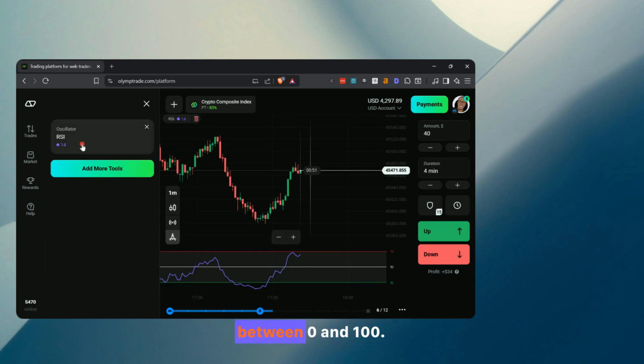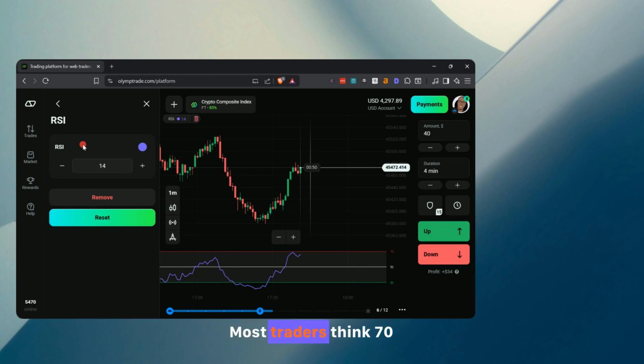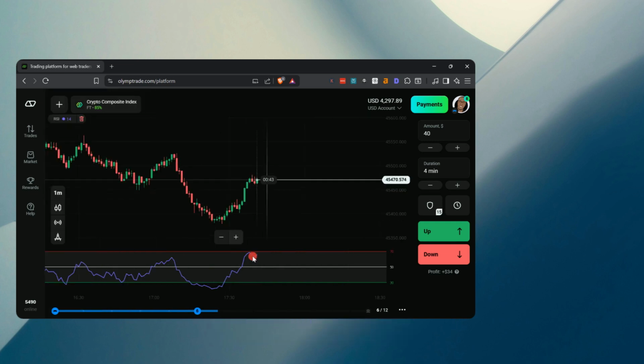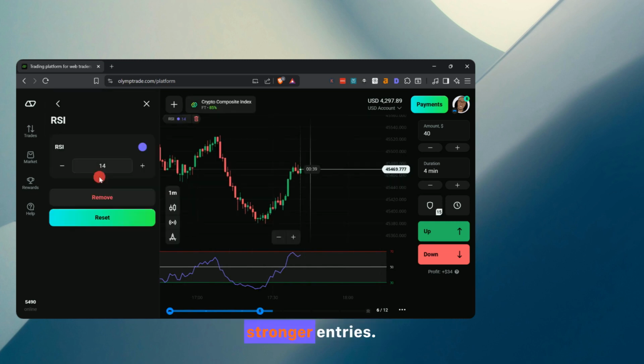RSI bounces between 0 and 100. Most traders think 70 means overbought and 30 means oversold. But here's the insider secret. Use 75 and 25 instead. This filters out weak signals and gives you stronger entries.